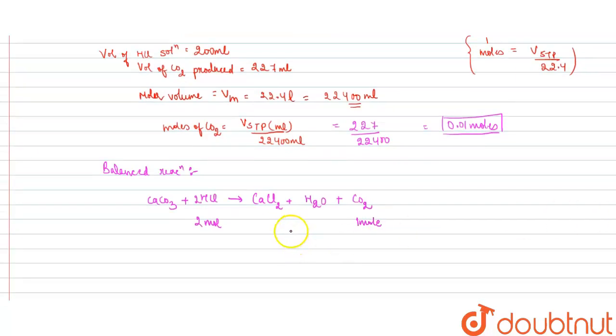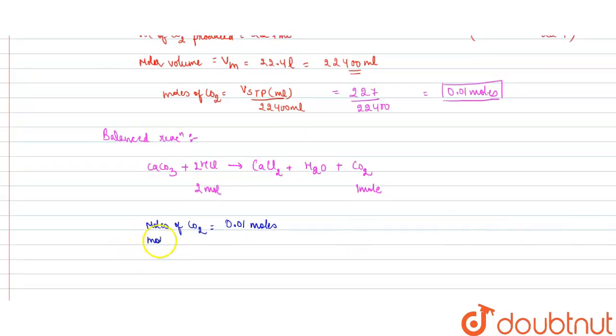So from this, we can calculate by using the relation the moles of HCl. The moles of CO2 which we have just calculated above are equal to 0.01 mole, and moles of HCl will be equal to 2 into 0.01 mole, because the mole of HCl is double that of the CO2. So it will be equal to 0.02 mole.